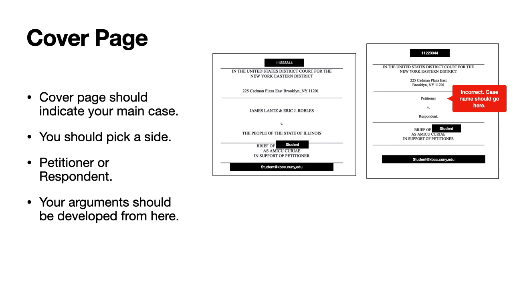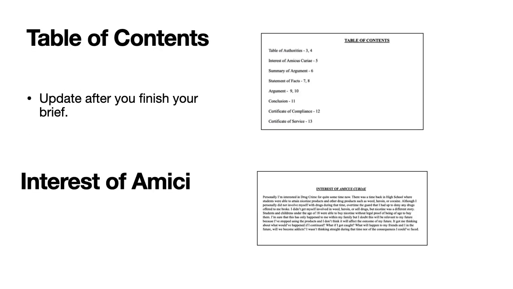On the left, you've got a case name, an actual case, and this should be the case that you're building from, the one that you're agreeing or disagreeing with, depending on whether you're petitioner or the respondent, versus this other one here where it's been blank. They haven't put in the case name, and this makes me worry that they don't have a case in which they're arguing from. From here, you want to develop your arguments.